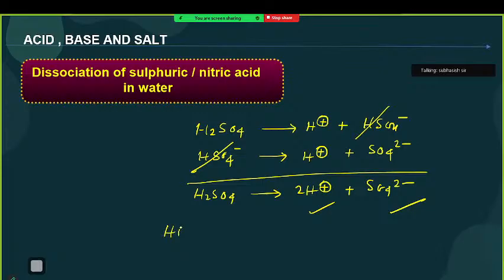Again, if you consider nitric acid, it dissociates with the formation of H plus and NO3 minus. So it gives only one H plus per molecule of nitric acid, but in high concentration nitric acid nearly totally dissociates with the formation of H plus and NO3 minus.